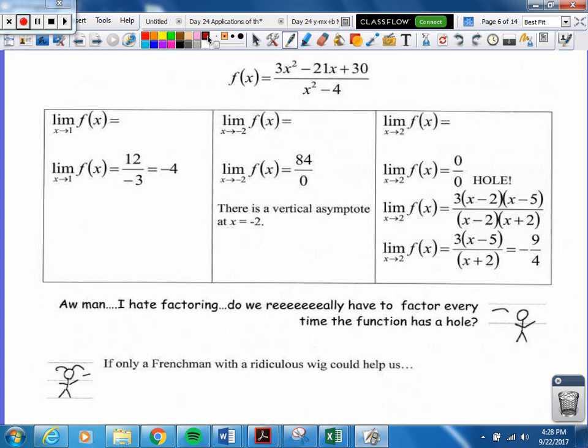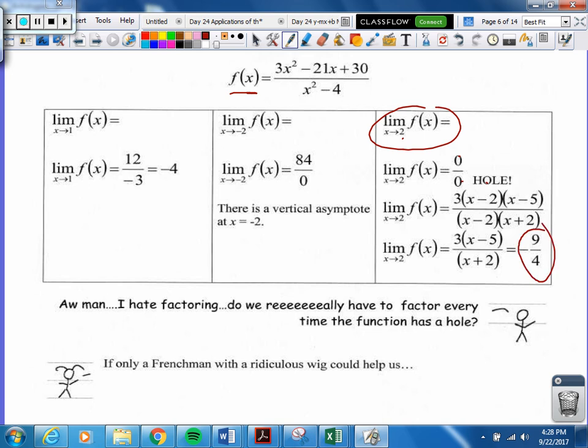So what we did first was we had f of x equals 3x squared minus 21x plus 30, over x squared minus 4. And we plugged in, we did this right in class. We plugged in 2, and we got 0 over 0. There was a hole. We knew that. We factored, and we got negative 9/4. So we did that in our notes.